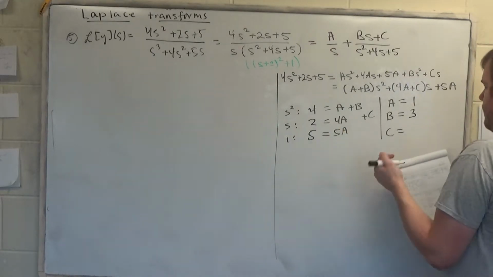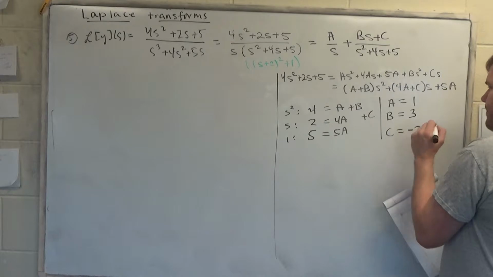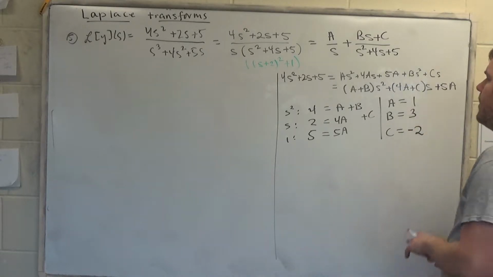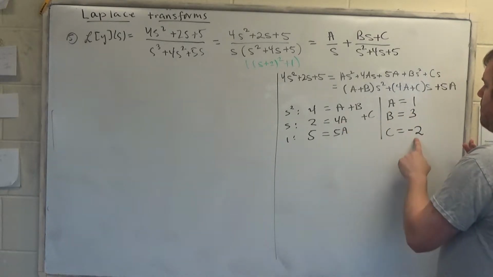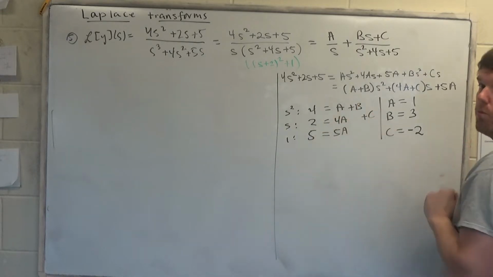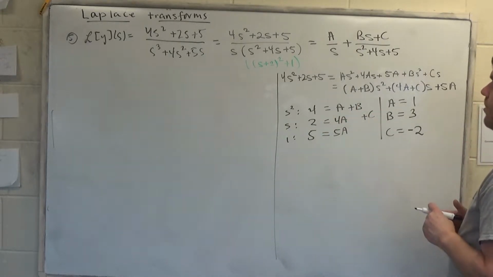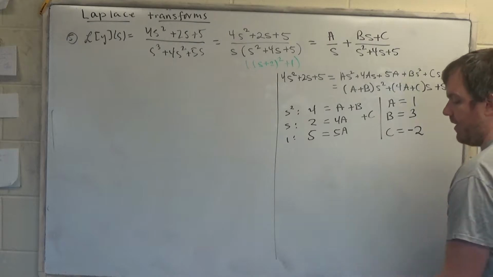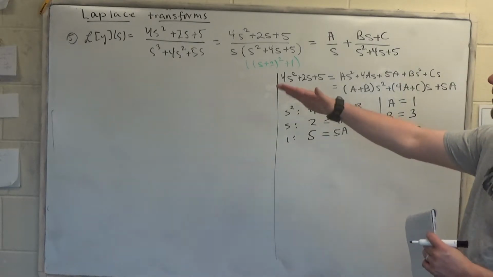And then plugging these in, we should get c equals -2. So let's just check that right quick. 4 minus 2 is 2, so yes, it works. Okay, well, what do we do with this information now? Well, we're going to simplify.